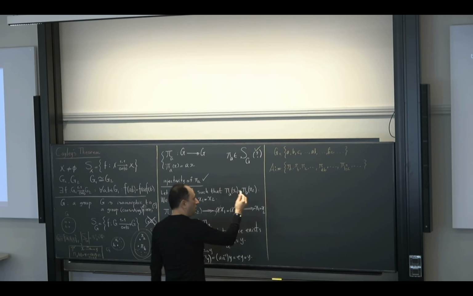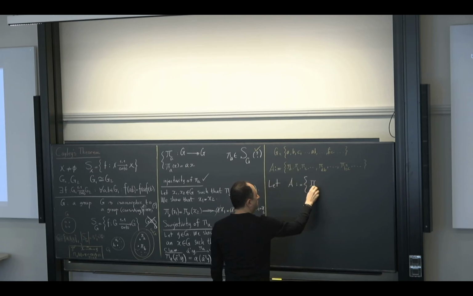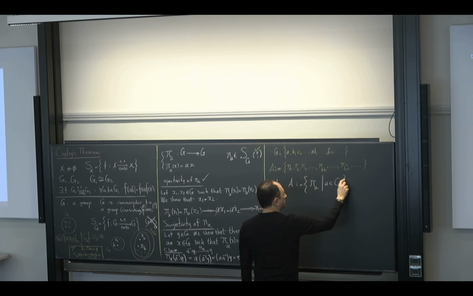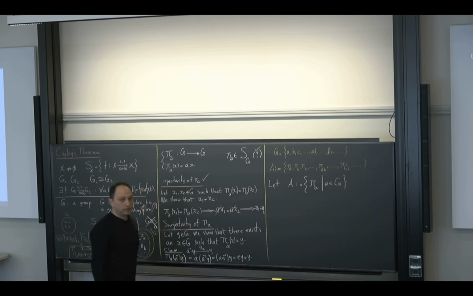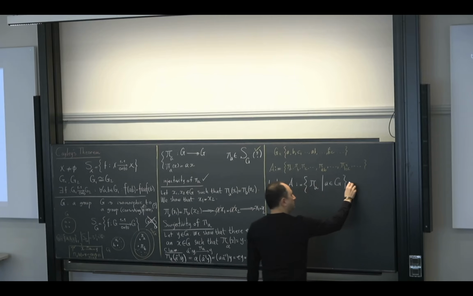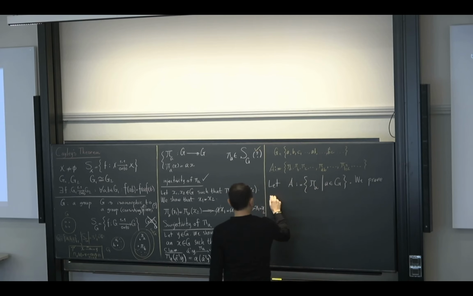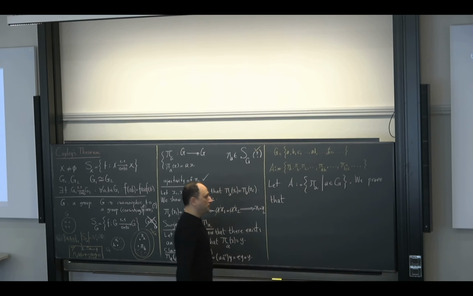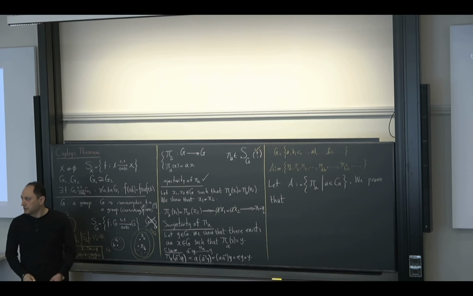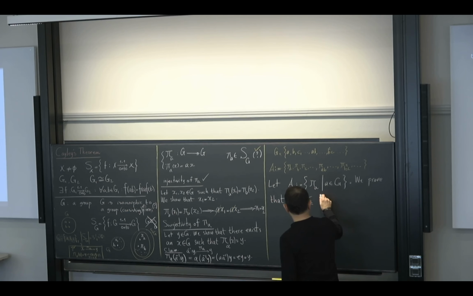So I would say let A be defined to be all pi A's, which we defined up there, such that A belongs to G. Okay. We prove that, can you tell me what I'm going to prove based on your intuition? That it's a group, right? I want to prove that it is a group. It means that I want to prove that it is a subgroup of S_G.